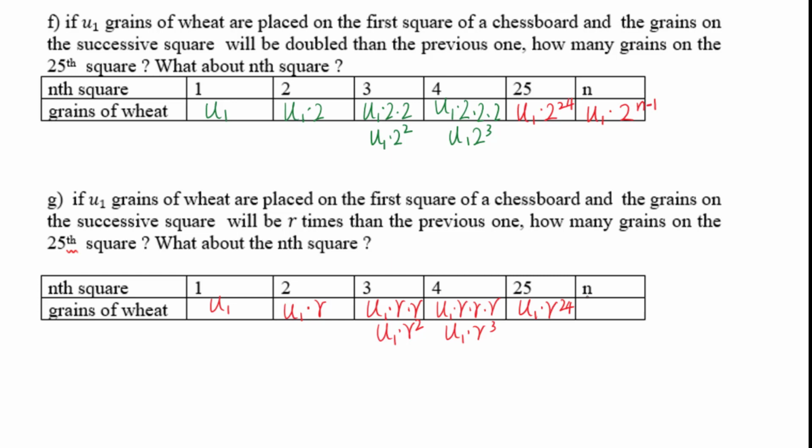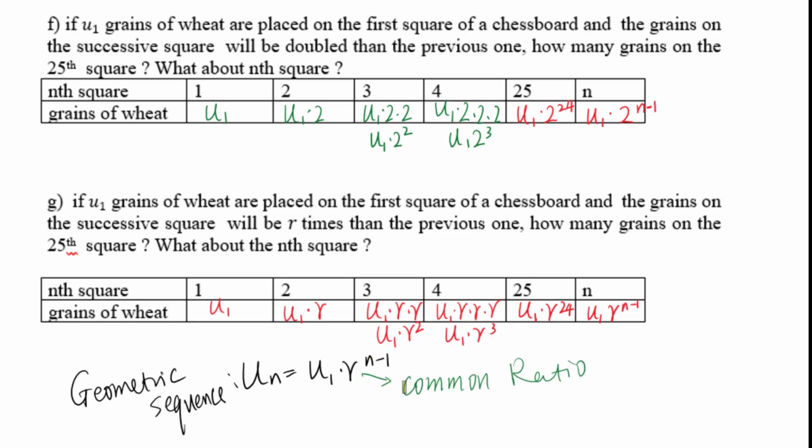For the nth square, u₁ times r to the n minus 1th power. Uₙ equals u₁ times r to the n minus 1th power. This is the general form of a geometric sequence. This r is called the common ratio. From this general form, we could say this is an exponential function with a domain of natural numbers.